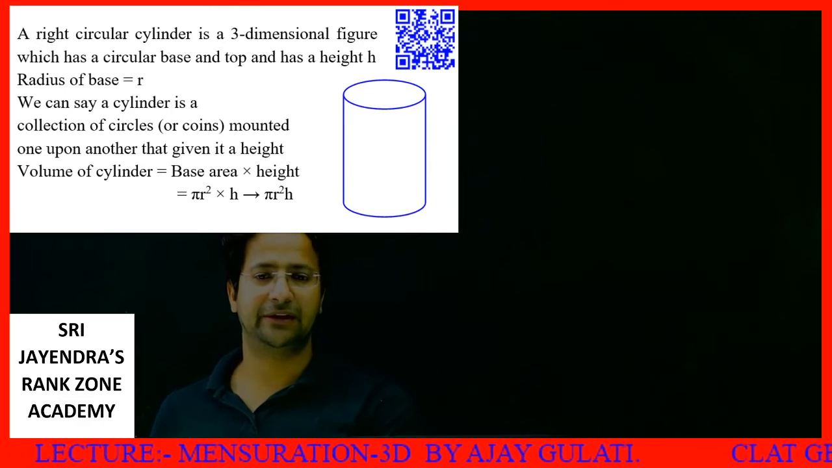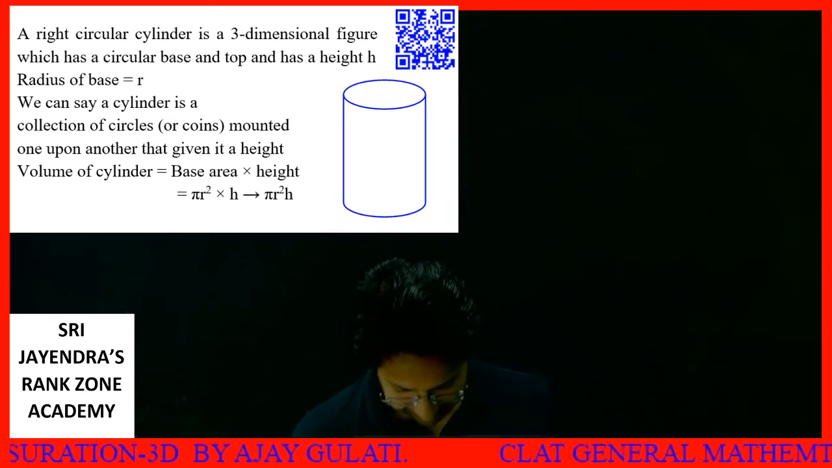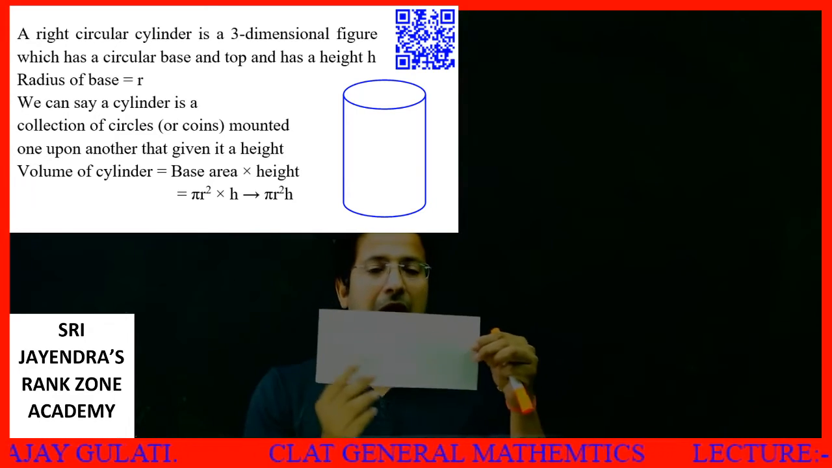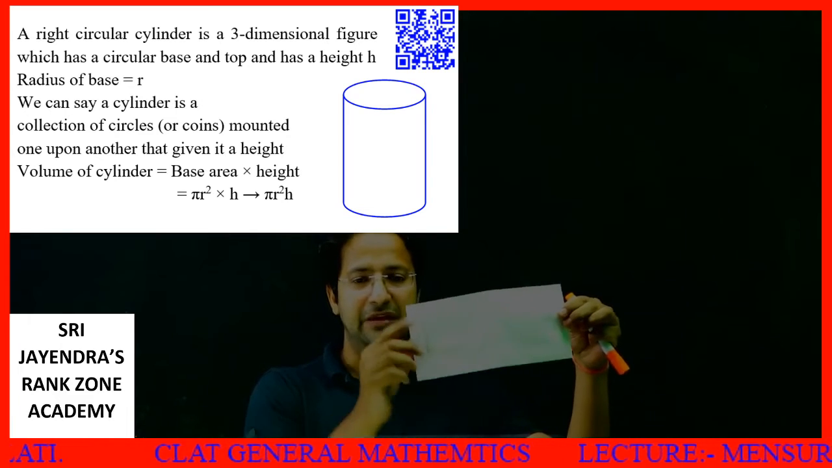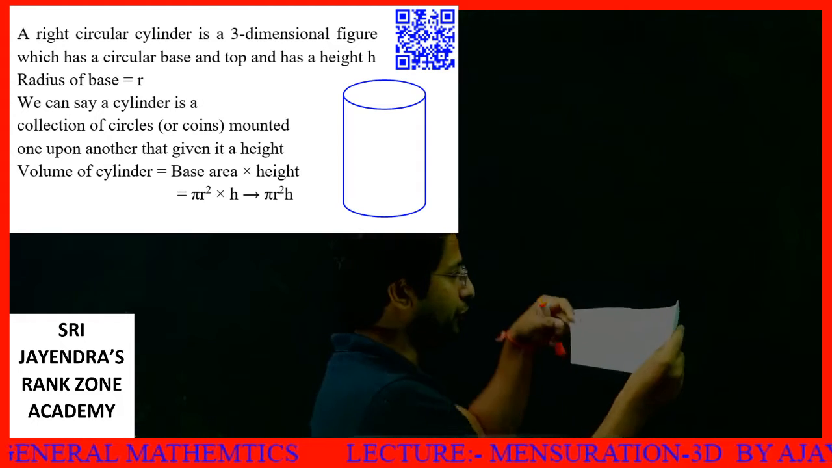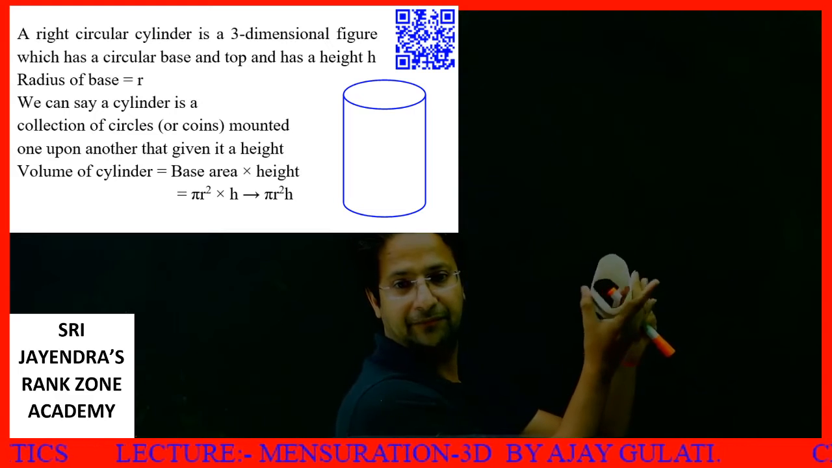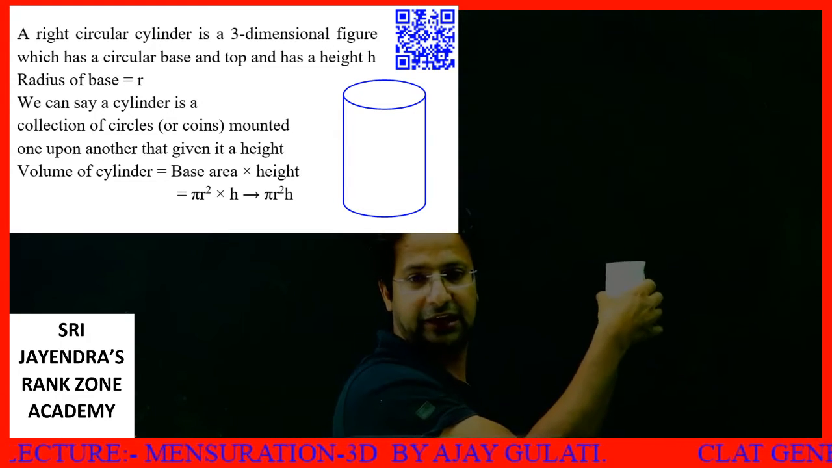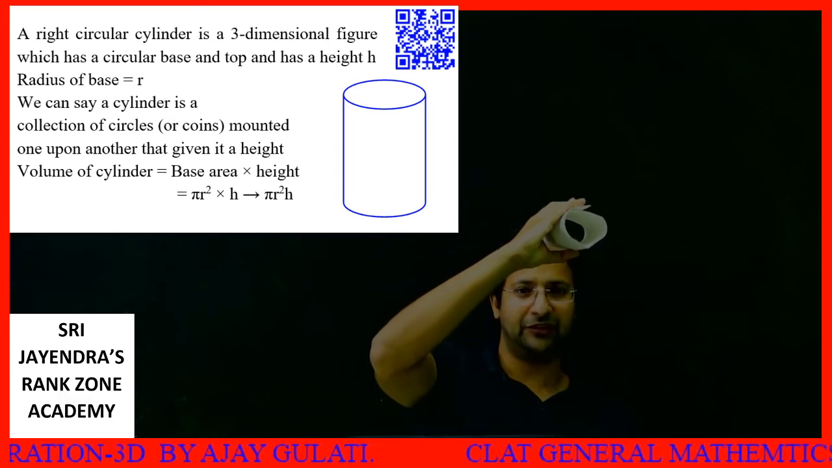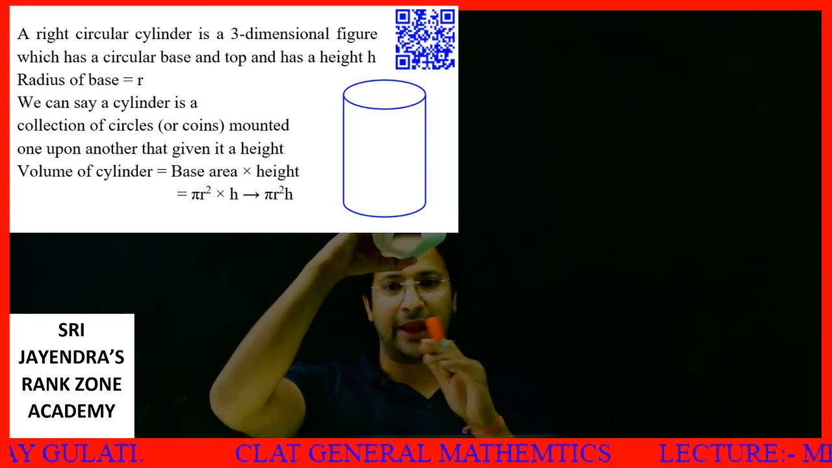Right circular cylinder. How do we get a right circular cylinder? Do I have some paper? Yes, let's say this is a rectangle. How do I get a cylinder? If I fold this, like this, in front of you, I get a cylinder. Now this is a cylinder. Does it make sense? You can see through it. This is a cylinder.